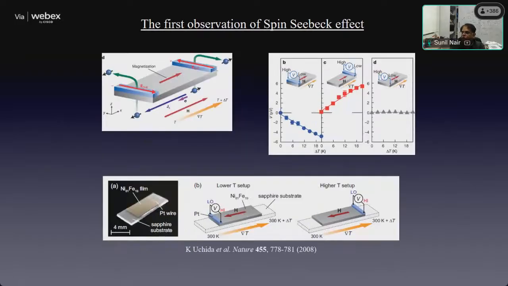The first observation of the spin Seebeck effect was made using what is known as permalloy, which is an iron-nickel based soft ferromagnetic alloy. What they did was the following: they took a slab or a thin sheet of permalloy and applied a magnetic field, so you saturate the magnetization. You apply a delta T temperature gradient. When you apply a temperature gradient, you now have a flow of spin current in this direction. This is shown as JS here.